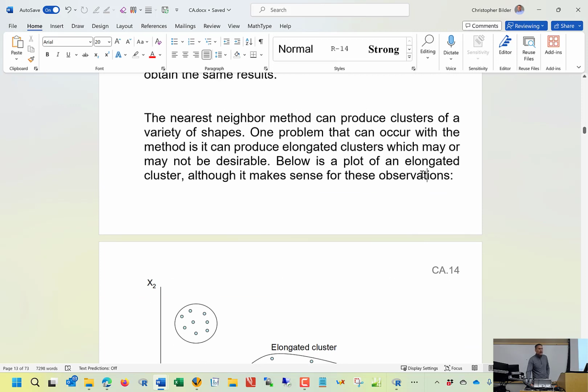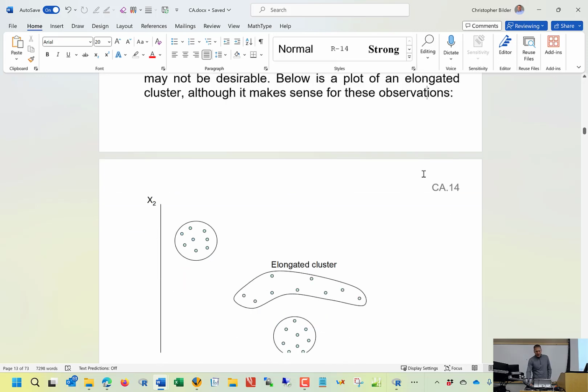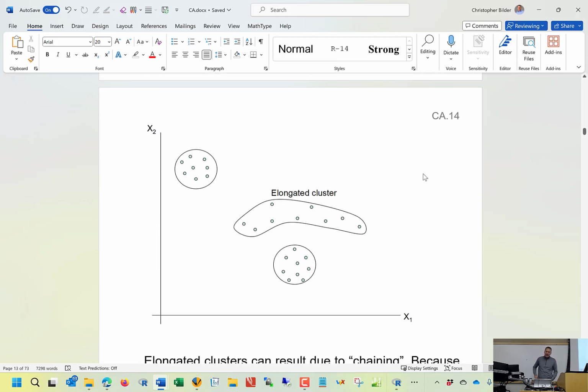Okay. Now, as I told you, there are many different agglomerative methods out there. Nearest neighbor, also called single linkage, is just one of them. And again, there are multiple ways to do this because none is perfect, or none is the best, I should say. The problem that nearest neighbor can have is that it can form, in the end, what are called elongated clusters.